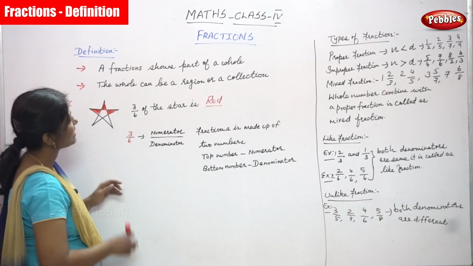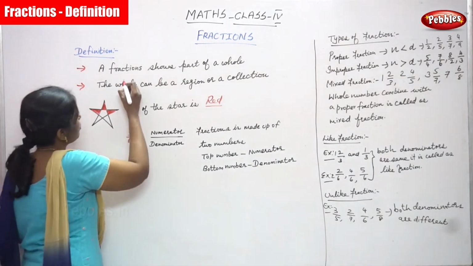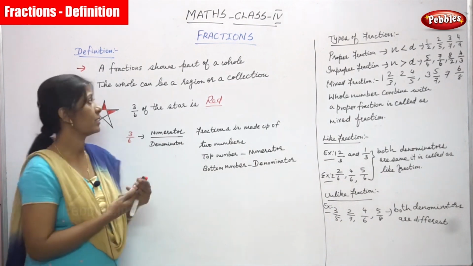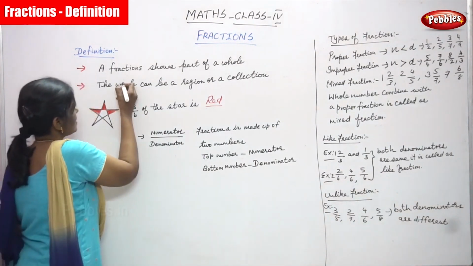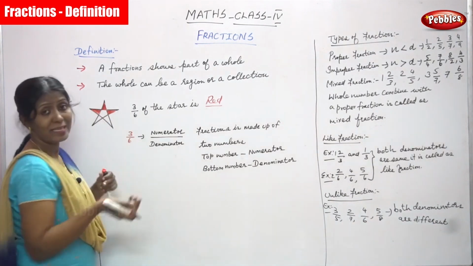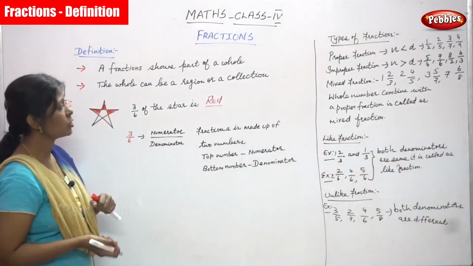The whole can be a region or a collection. The whole means it is a single thing. It can be a region. When it is a region, these are all regions. These are called parts or collections. So the whole can be a region or a collection.